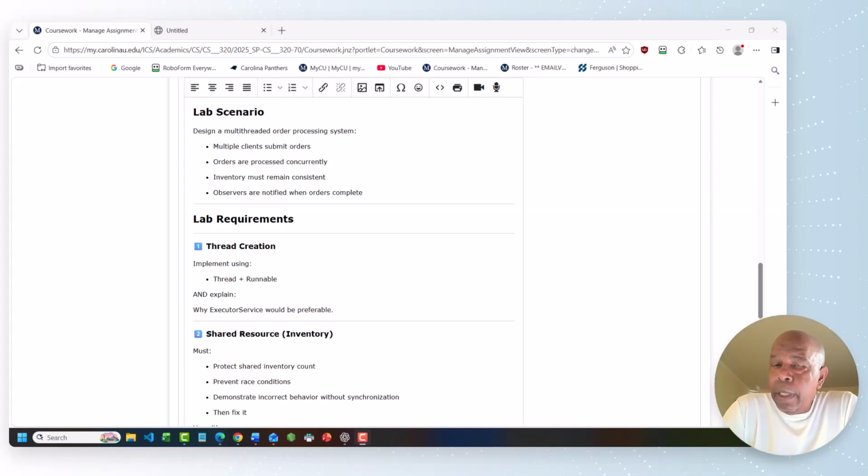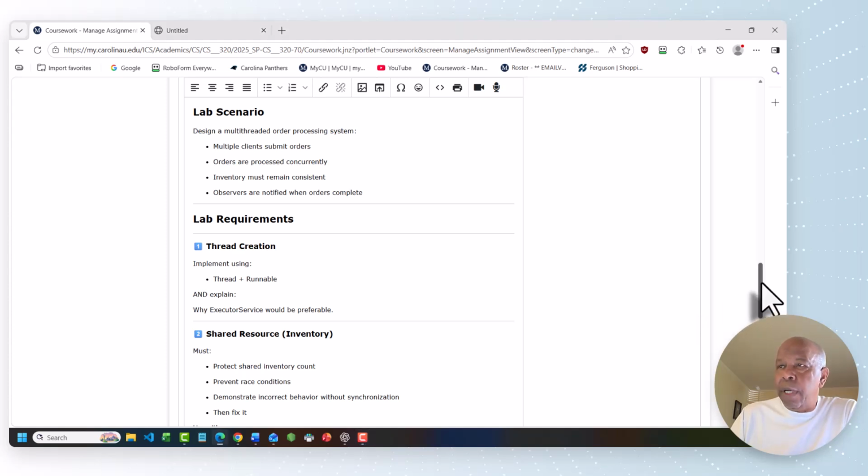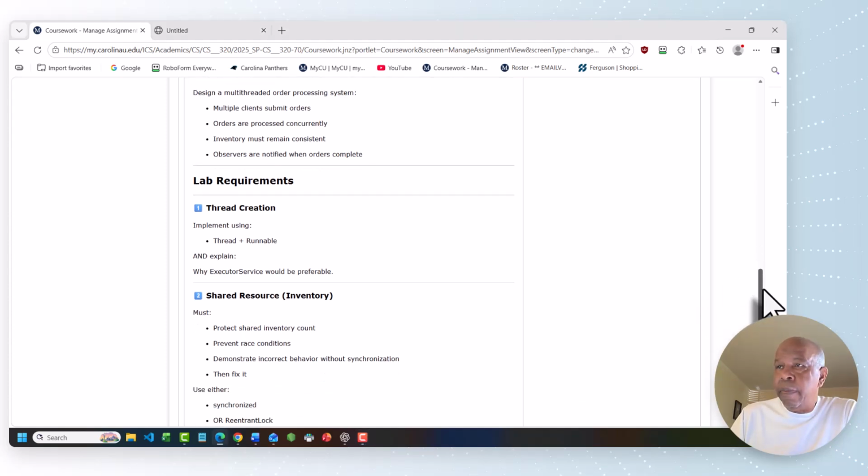Okay, talking about the lab assignment, what the expectations are for week 6. We have this lab scenario. We're designing a multi-threaded order processing system. This system can have multiple clients submitting orders. Orders are processed concurrently, inventory must remain consistent, and observers are notified when orders are complete. So that's the functionality we're going to be looking at for this particular project lab for week 6.